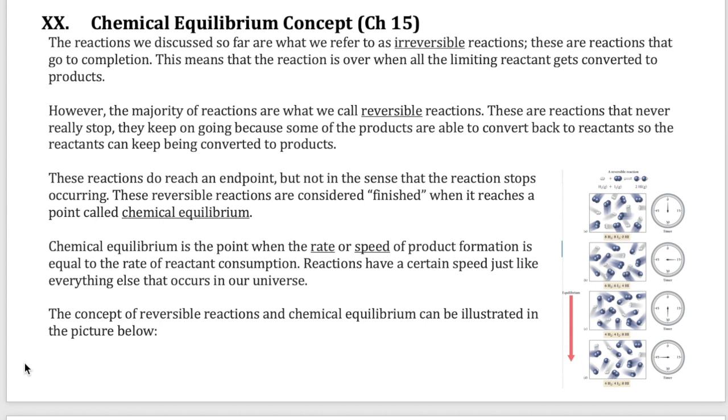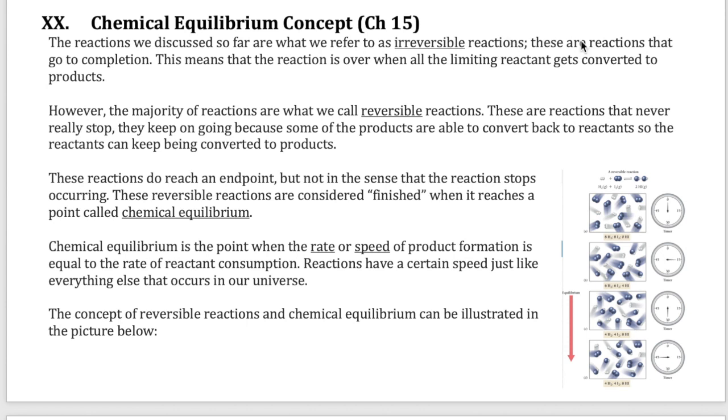So we want to continue our discussion of chapter 15 with this concept of chemical equilibrium. This is about certain reactions that are different than the types that we've been talking about so far. A lot of the reactions we talk about, like combustion reactions, for example, are what we call irreversible reactions. And what that means is that these are reactions that go in one direction. They just go and make products.